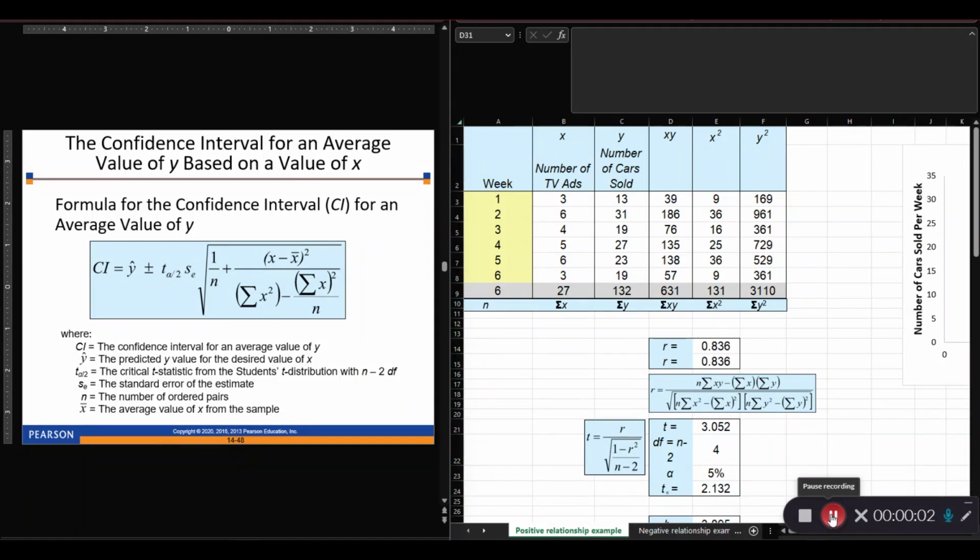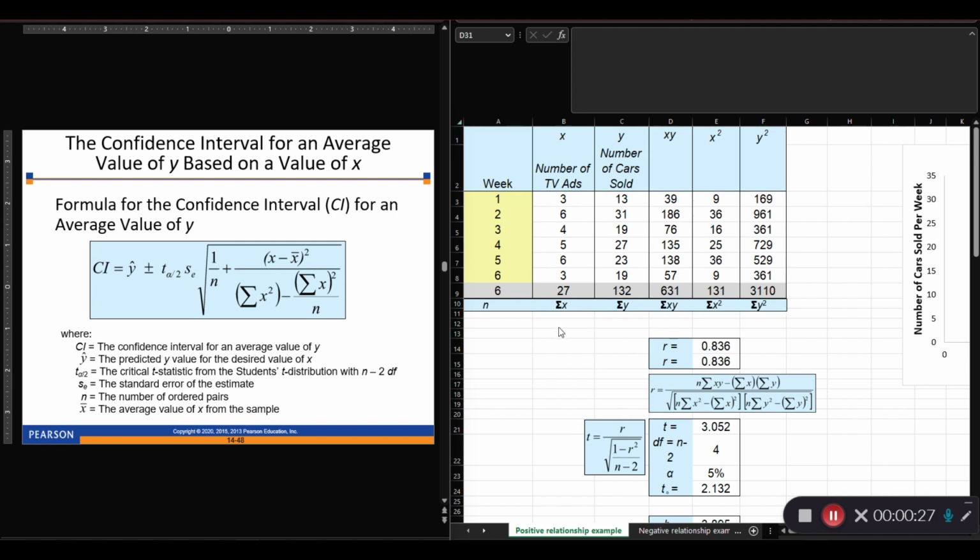This video is dedicated to the rest of chapter 14, and I will be continuing with the same example that was described in class. In that example, we had an independent variable, which was the number of TV ads, and we used the number of TV ads to predict the number of cars sold in a dealership.